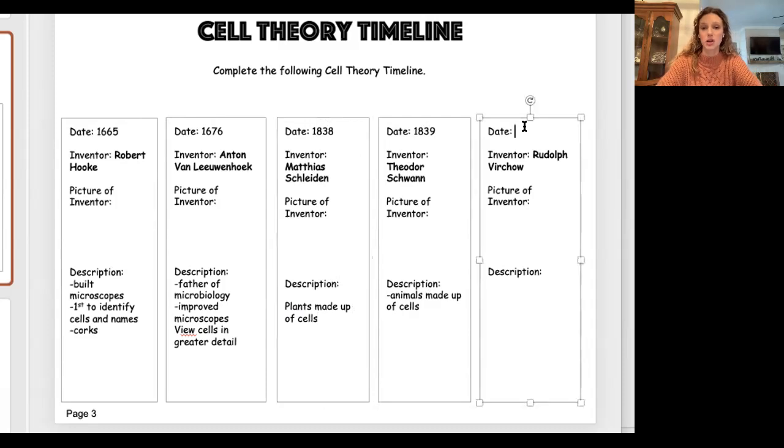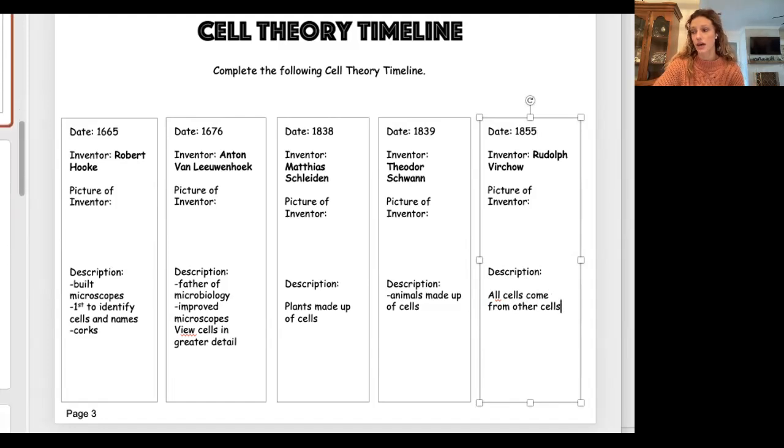Okay, and then last but not least is Virchow. Virchow was 1855. And what did he say? He was the last part of the cell theory. So he said that all cells come from other cells. Okay, so that's page 3. That's your cell theory timeline.